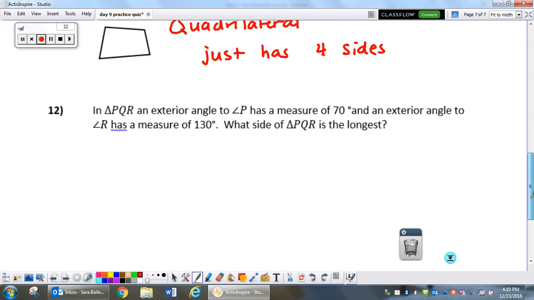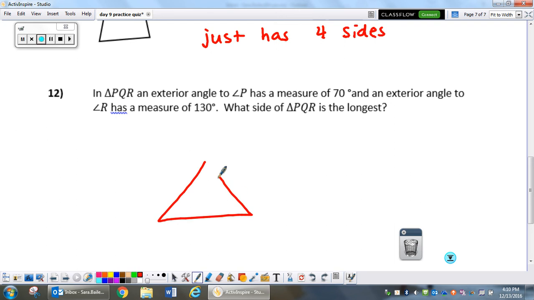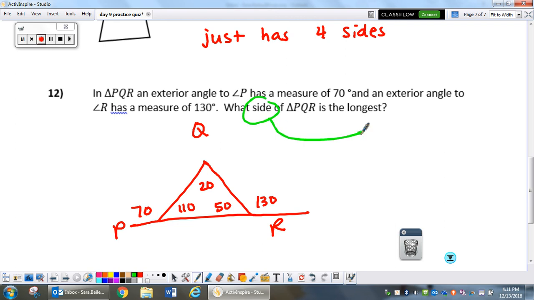All right. Last but certainly not least, in triangle PQR. So here's triangle PQR. Exterior angle to P is 70, which means its inside is 110. Exterior angle to R is 130, which means its inside is 50, which means that guy up there is 20. The question asks for which side, that means 2 letters, is the longest. Find the biggest angle that will point to the biggest side.